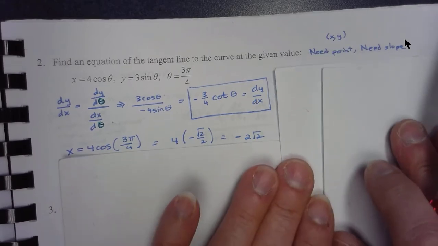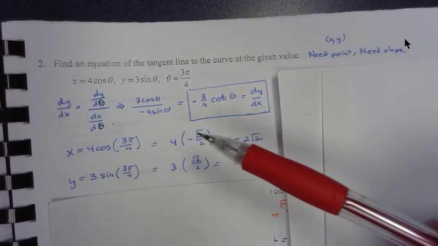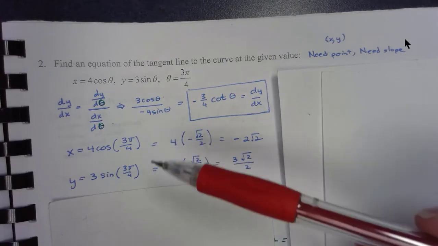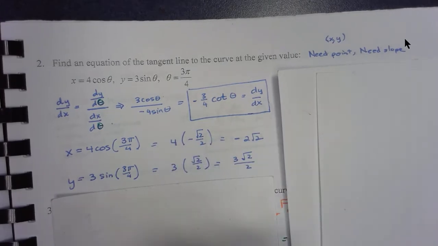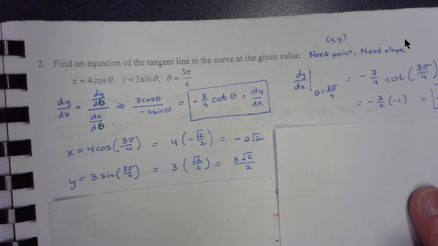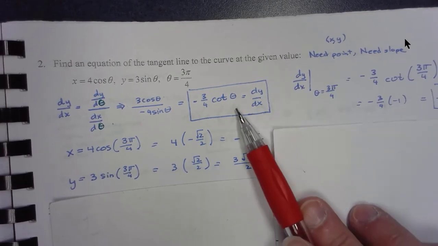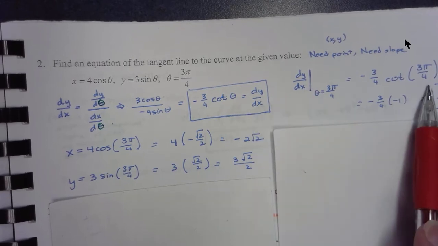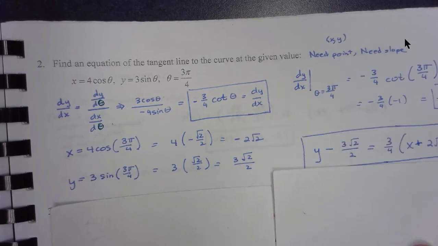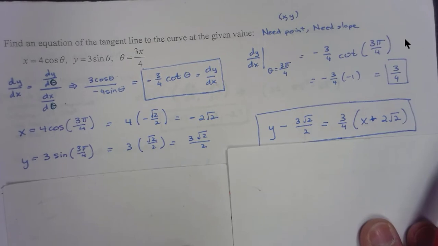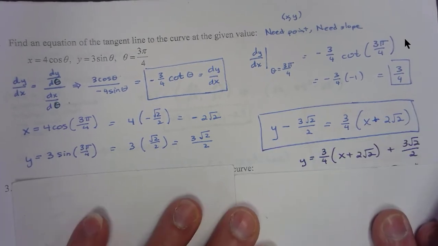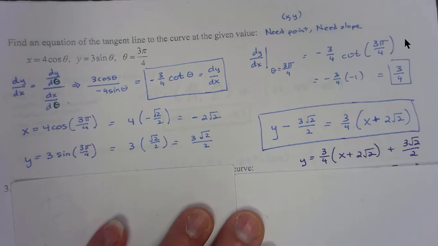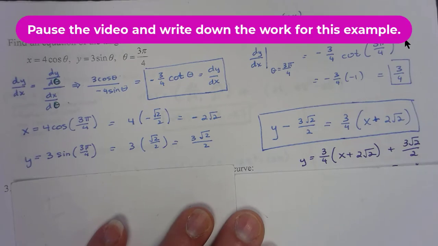Now I need to find my x and my y. So evaluating x at 3 pi over 4 and y at 3 pi over 4 gives me my point. I can find my slope at 3 pi over 4: negative 3/4 cotangent of 3 pi over 4. There's my slope. Here is my equation of the tangent line. And in the family-friendly version, we can move this over. All right, take a moment to write down the example.